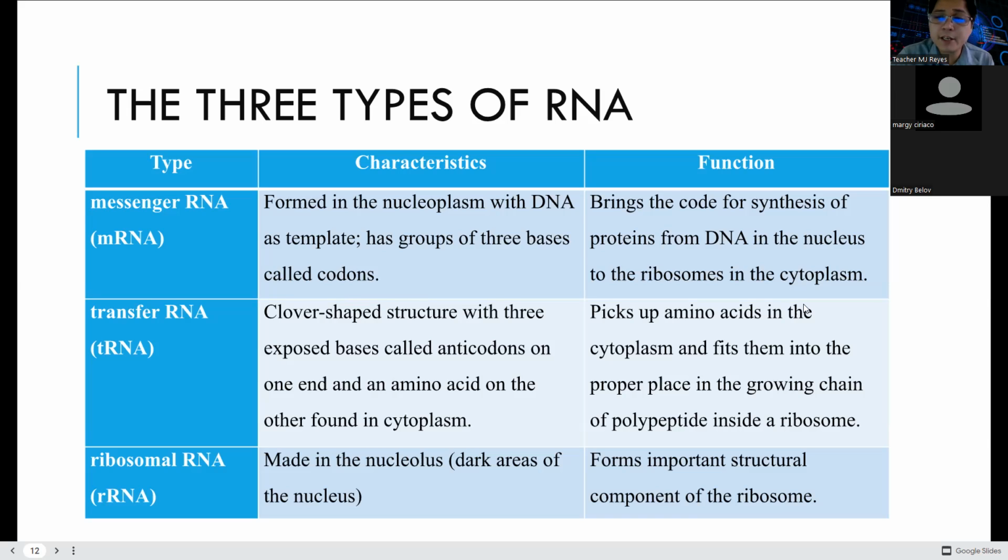How about ribosomal RNA? Again, made in the nucleolus. This is actually inside the nucleus, the dark area of the nucleus, and forms an important structural component of the ribosome because, again, ribosomal RNA is the one giving instructions to the ribosome. Again, these RNAs are named after their functions, as what I was telling you a while ago, right?